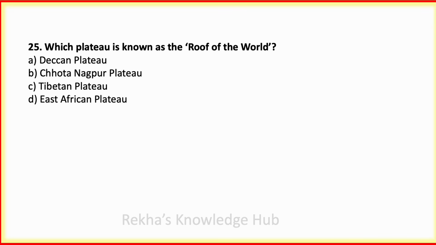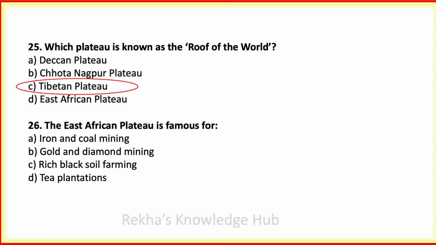Which plateau is known as the roof of the world? Deccan Plateau, Chota Nagpur Plateau, Tibetan Plateau, East African Plateau. Which is the correct answer? Tibetan Plateau. The East African Plateau is famous for, options are iron and coal mining, gold and diamond mining, rich black soil farming, tea plantations. The East African Plateau is famous for gold and diamond mining.